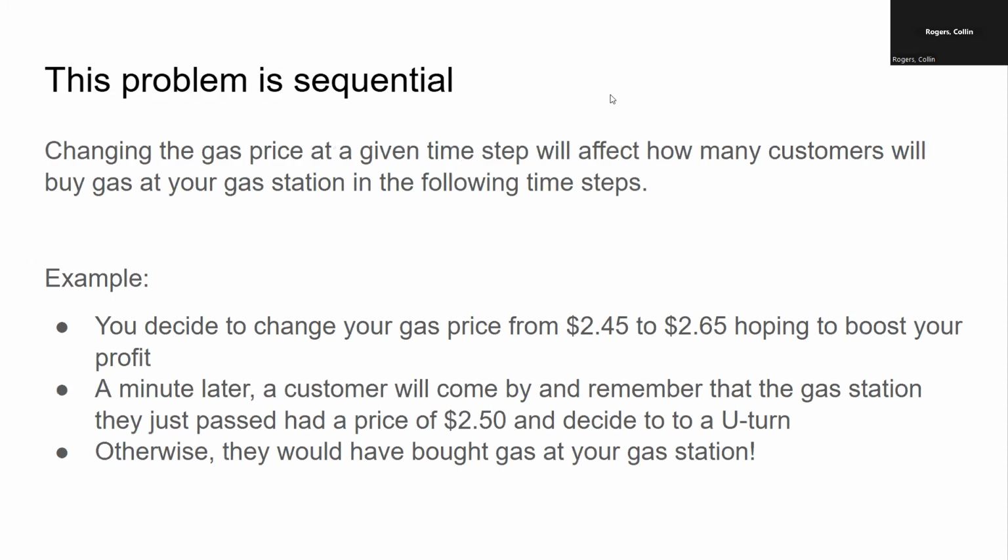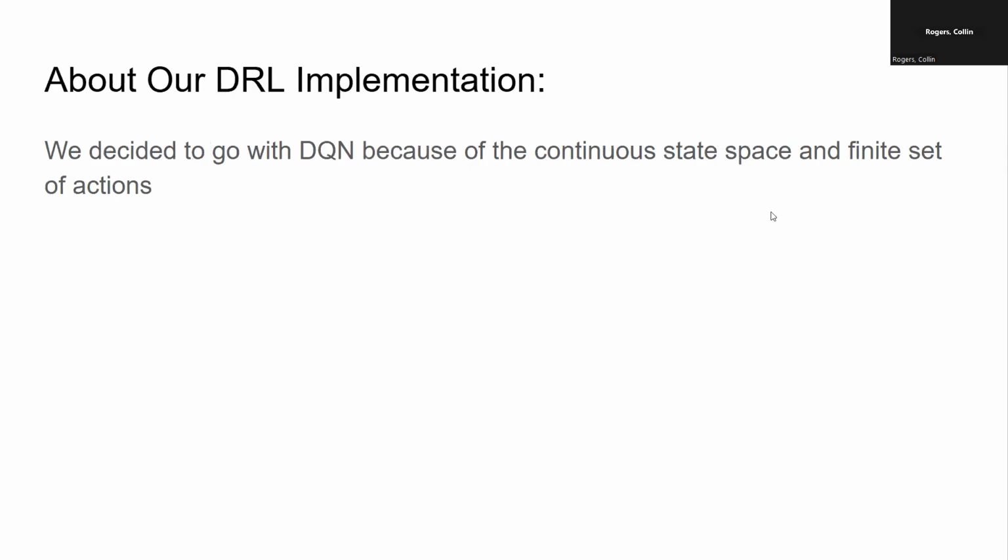So we modeled the problem, and the problem is sequential, because if you change the gas price at a given time step, it will affect how many customers will buy gas at your gas station in the future. So, for example, if you decide to change your gas price on a whim from 245 to 265, hoping to get some more profit, and a minute later a customer comes by, they may have just passed a gas station where the price was 250, and they might just do a U-turn and go buy gas at that other gas station. But if you were to have kept that same price, 245, they might have just probably bought gas at your gas station. So you can see how this is sequential.